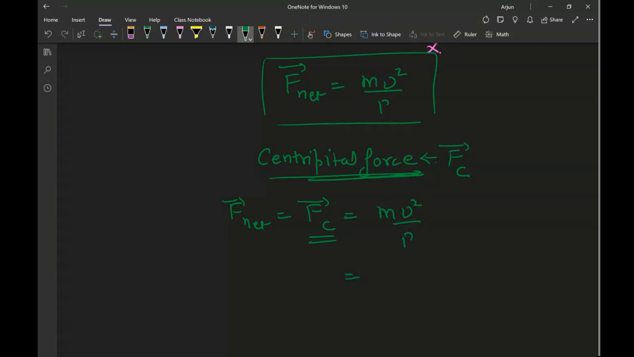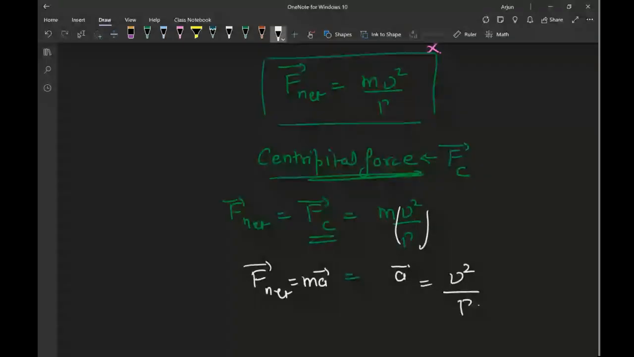And from here, I can also see that this portion, v square upon r, is playing the part of acceleration, because if I carefully see, F net was equal to what? M times acceleration. And in this case, the acceleration part is equal to v square upon r. That's what it is.